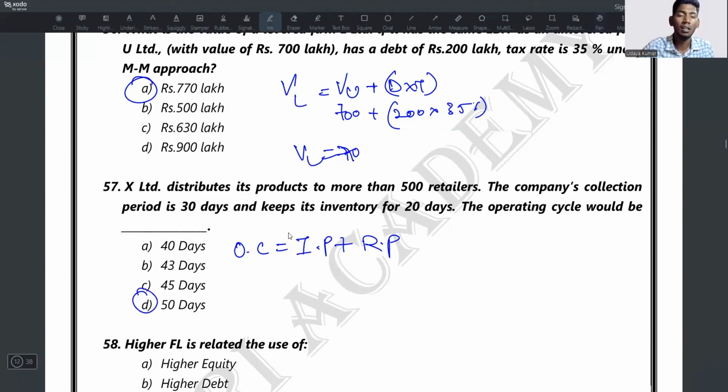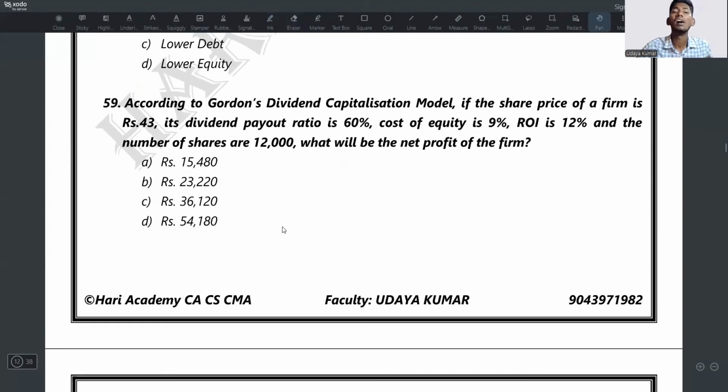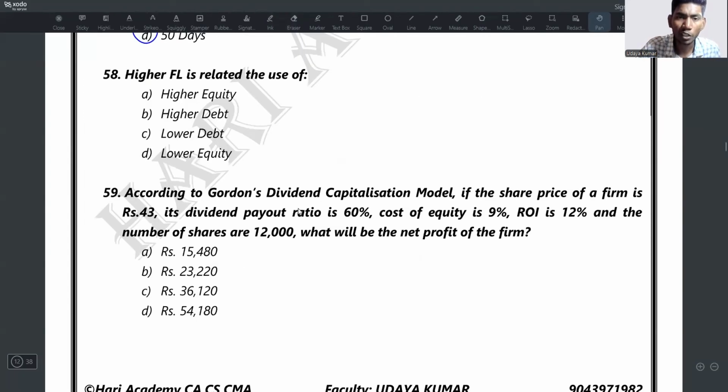Clear? So moving to question 58, the use of higher FL. What does it mean? Higher FL, financial leverage. So higher financial leverage is related to the use of what? It refers to the use of debt to finance the company's operations or investments. So a higher FL indicates that a company is using more debt relative to equity, which amplifies both potential returns and risk. So the correct answer is higher debt.